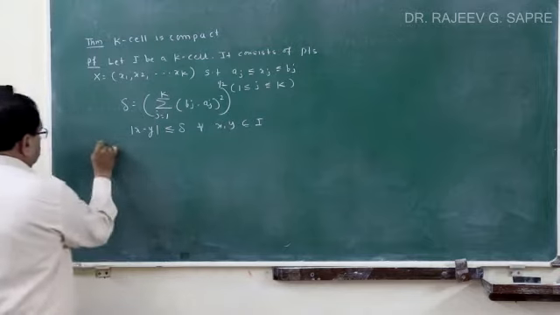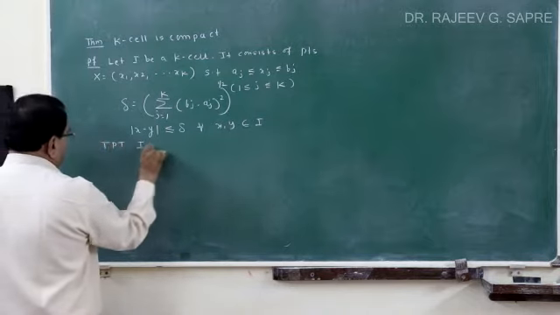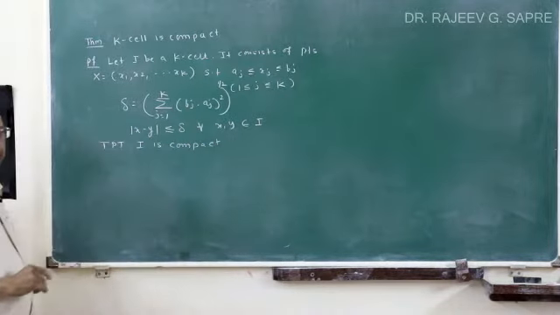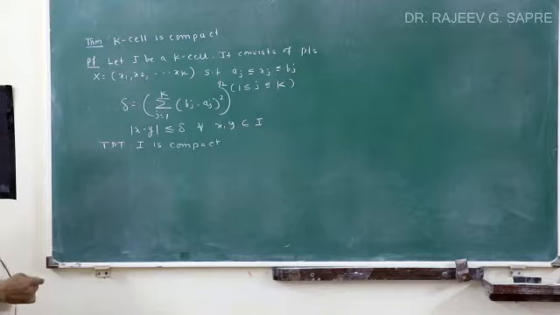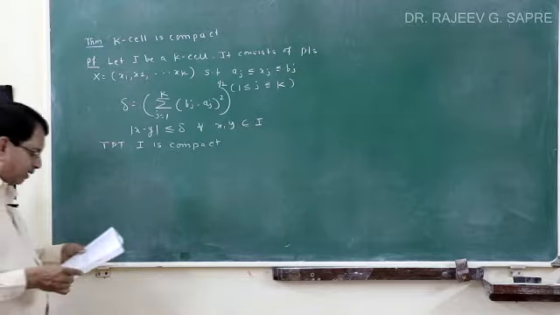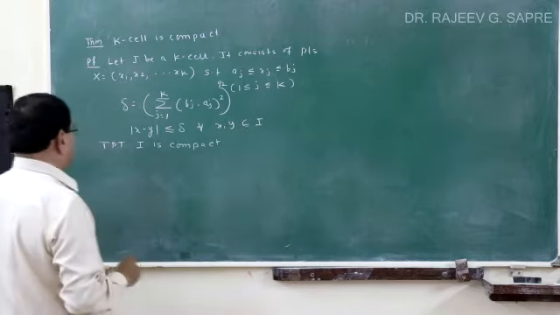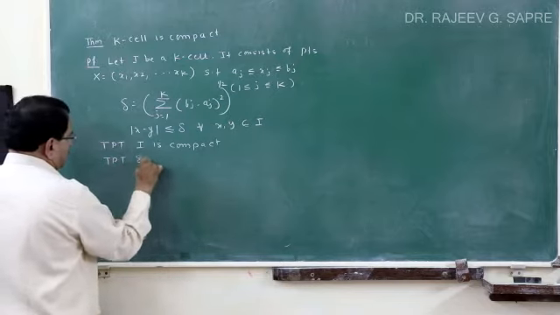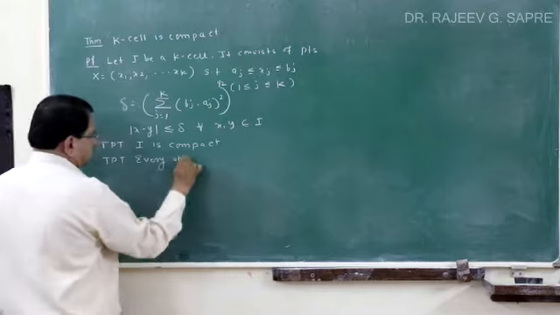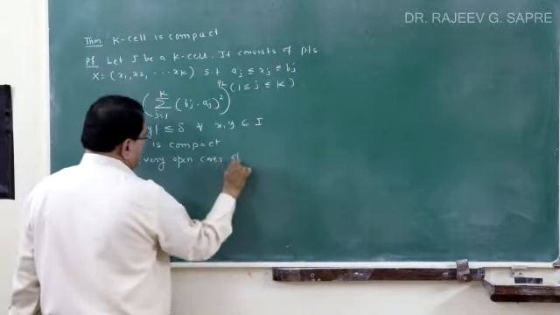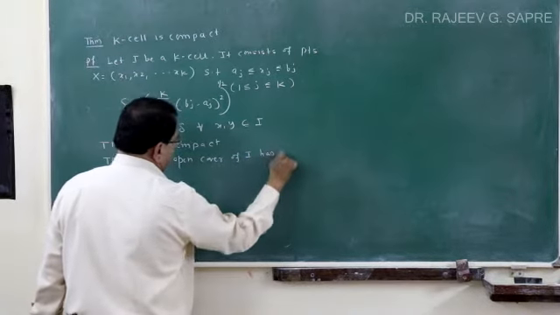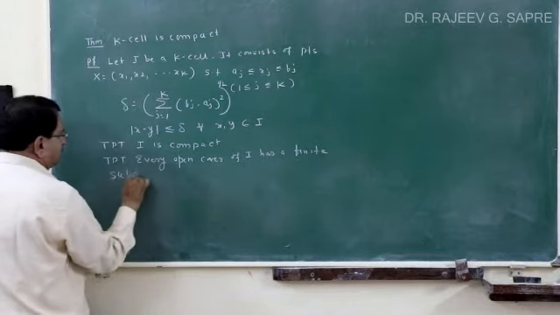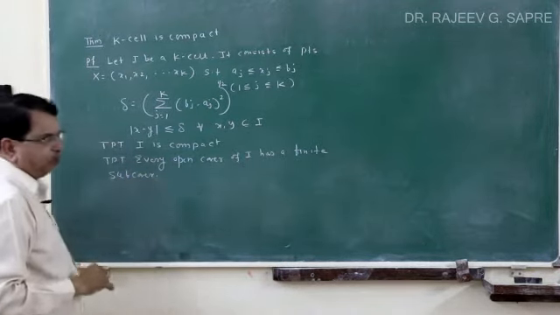Now what do I want to prove? I want to prove that I is compact. By that I mean that if you have any open cover of I, then it contains a finite subcover. So what we have to prove is that every open cover of I has a finite subcover.